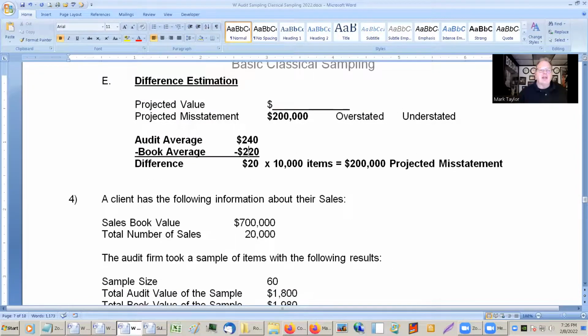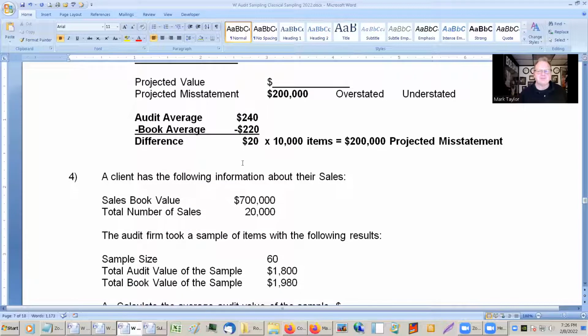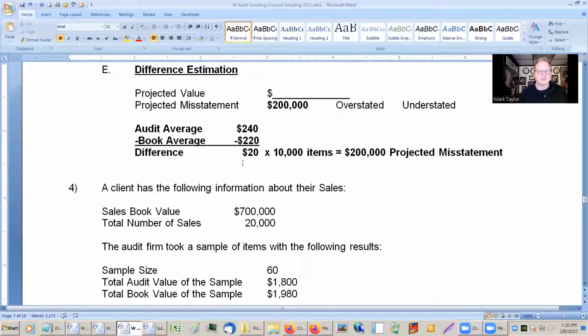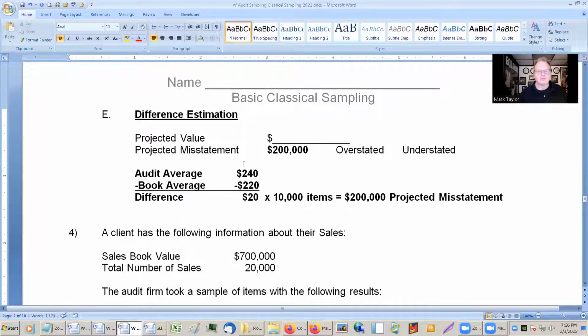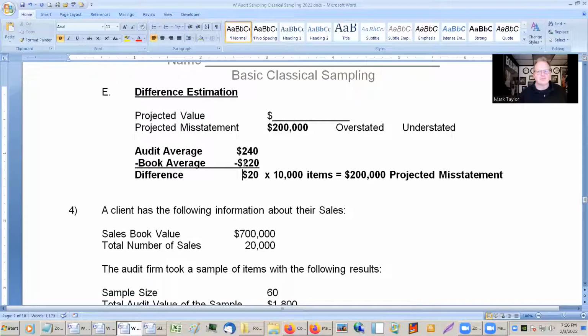Okay, so if we're saying they got to add $20 to each one of these, are we saying that it's a $200,000 overstatement or understatement if they have to add $20 to each one? Oh, come on, make a guess. Flip a coin. Understatement. It is understated. Understated. Yep.